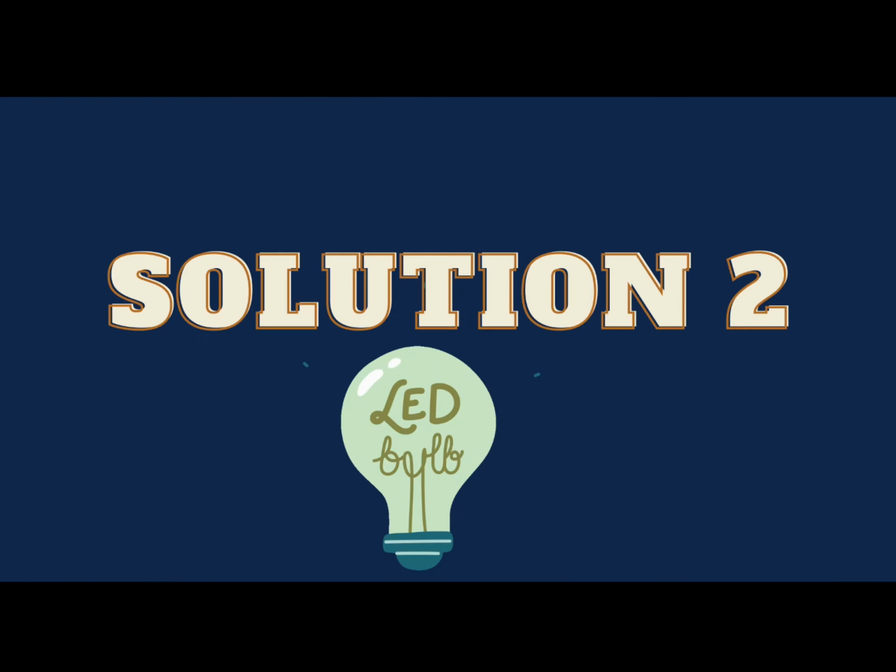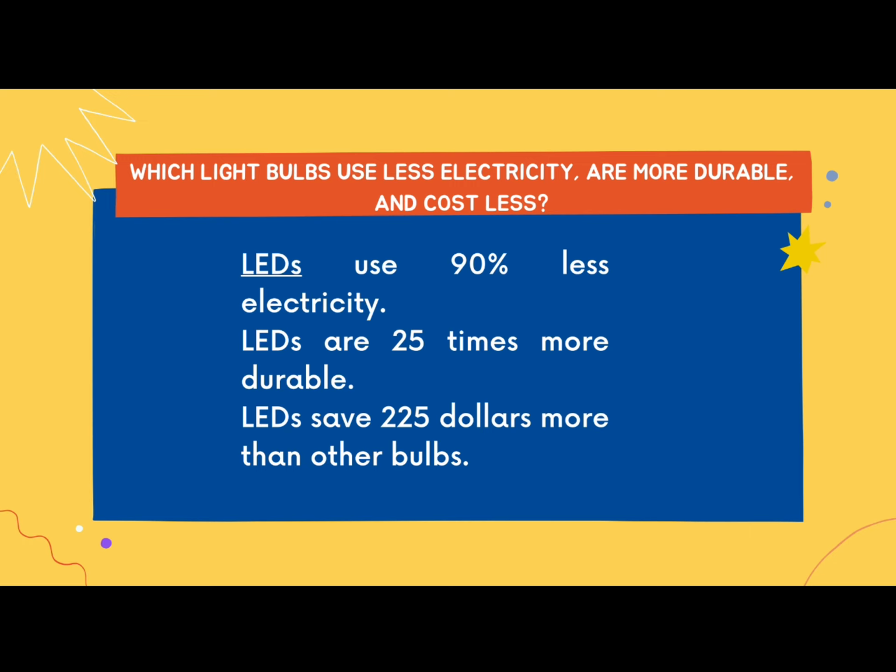Solution 2. Further on with our investigation. Which light bulbs use less electricity, are more durable, and cost less? LEDs use 90% less electricity. LEDs are 25 times more durable. LEDs save $225 more than other bulbs. Wow, that's amazing. Do we even know what LEDs are? Let's move on and find out.